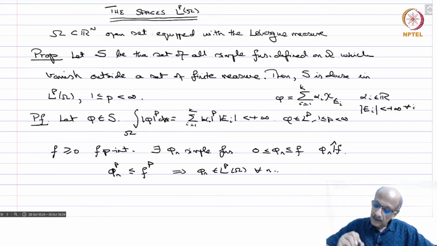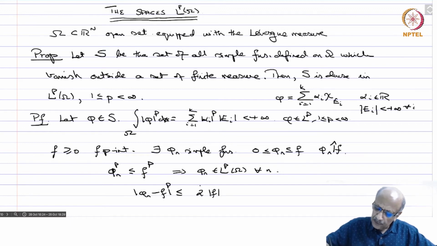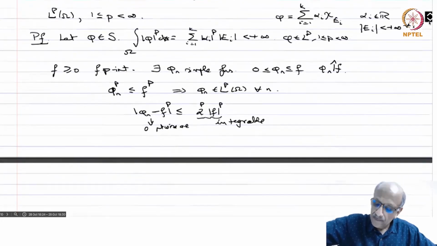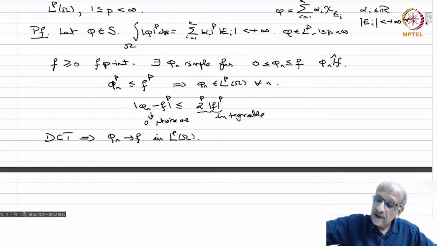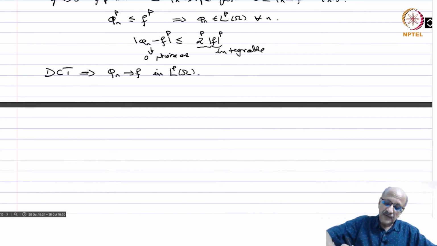Further, |φ_n − f| is less than or equal to 2 times |f|, and therefore if you put a power p, you have 2^p |f|^p. This one is integrable, and this one goes to 0 pointwise almost everywhere, and therefore the dominated convergence theorem implies that φ_n converges to f in L^p. So we have approximated f, in fact, by simple functions which vanish.